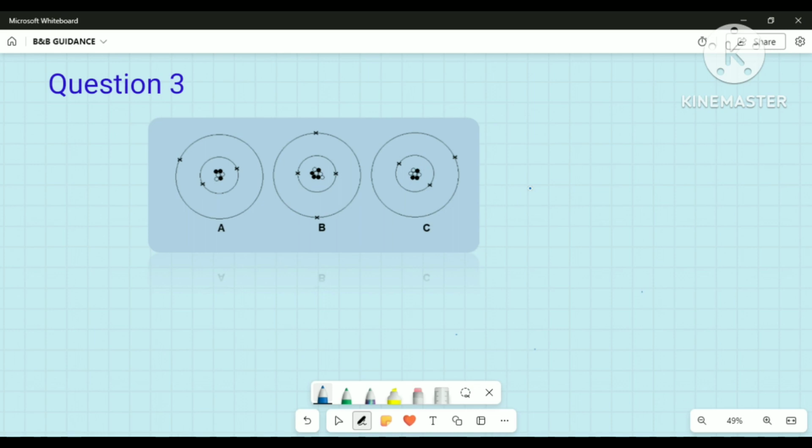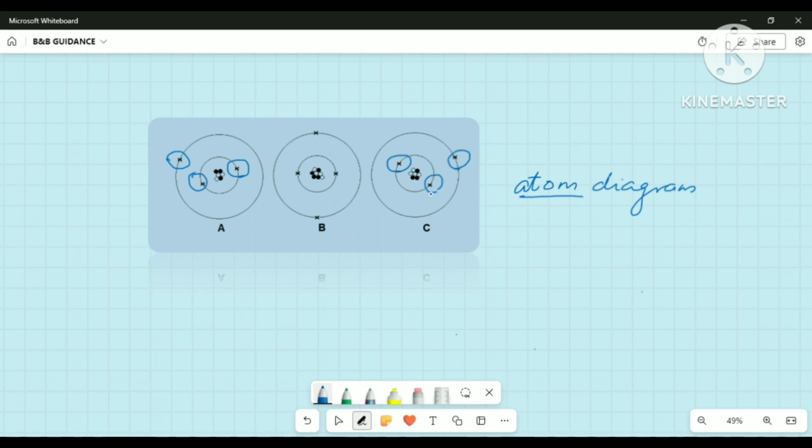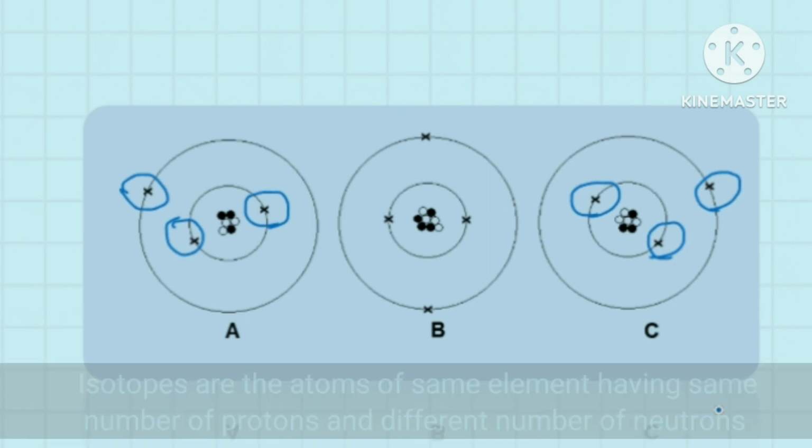Question 3. There are 3 atom diagrams. The number of protons in an atom is equal to the number of electrons. So to find the number of protons in the nucleus, just count the number of electrons. So in diagram A, there are 3 electrons. In B, there are 4 electrons. And in C also, there are 3 electrons. So number of protons in the nuclei of A and C are the same. On close observation, you will understand that they are the isotopes.